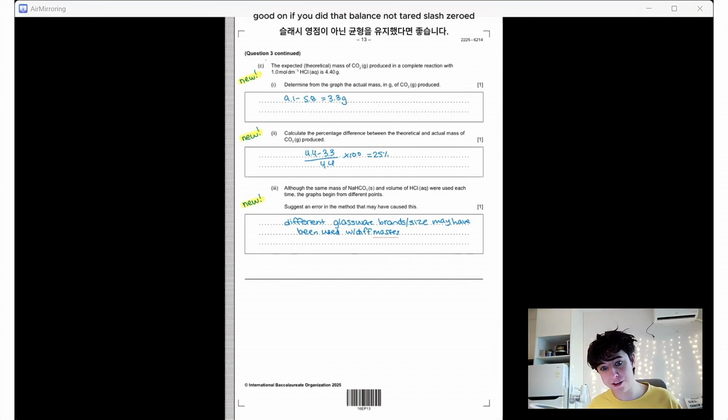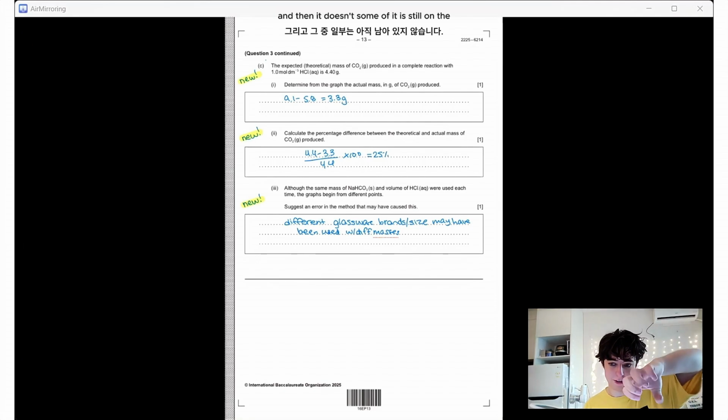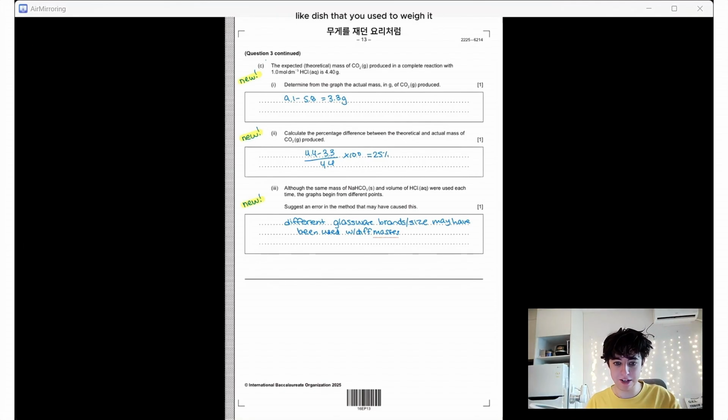Balance not tared / zeroed. Use of different beakers / glassware. Okay, I said that one. Glassware not dried or cleaned from the previous trial. Not all solid or liquid transferred, because sometimes you weigh out the solid and some of it is still on the weighing dish that you use to weigh it. Calibration errors, lag time, whatever. All of those were options.